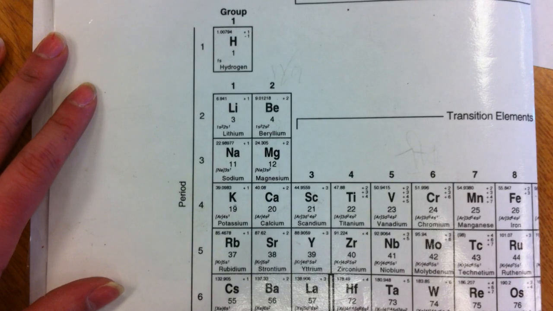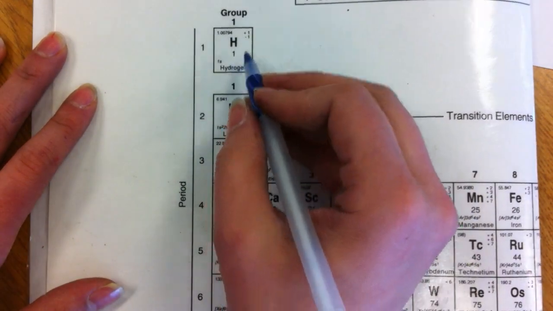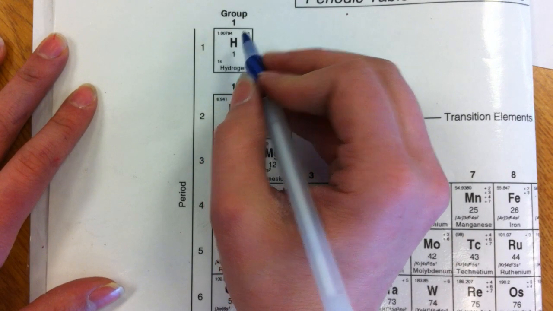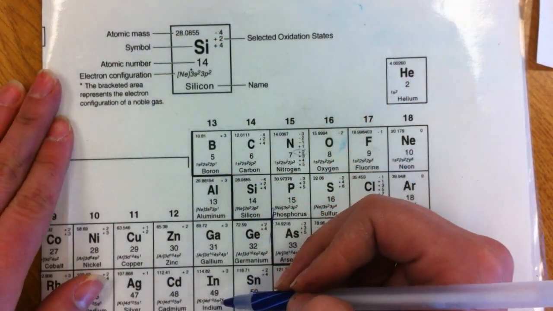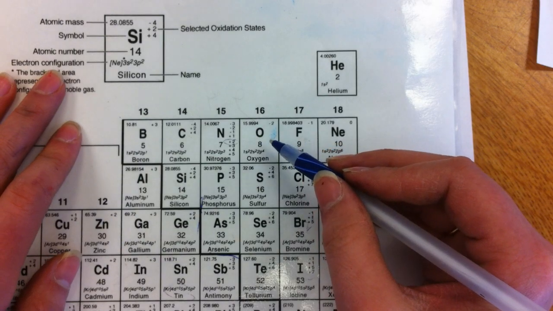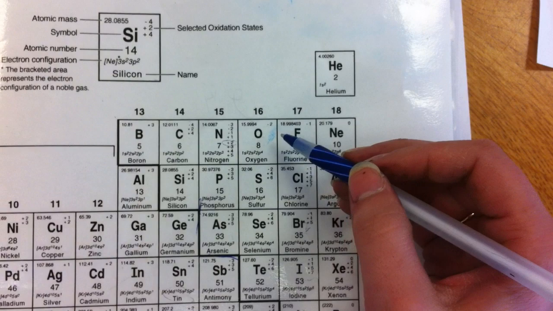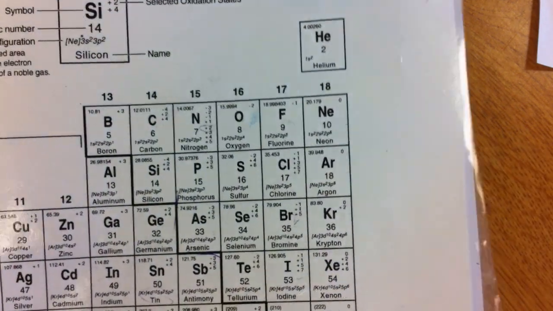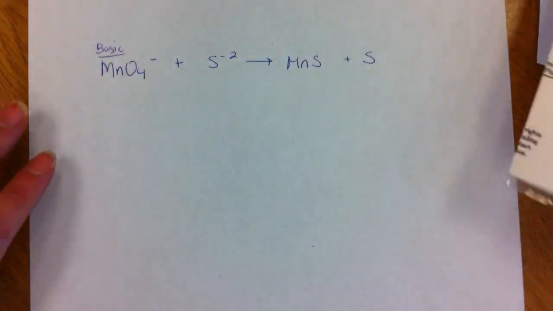Column 1 will be +1, and column 2 will be +2. Hydrogen in covalent compounds with no metals will be +1. Column 13 will be +3, and fluorine will be -1, and oxygen pretty much always -2. I have yet to see a problem where it's not -2. The exception is peroxide, but I haven't seen a problem with peroxide yet. So we're going to trust those elements.